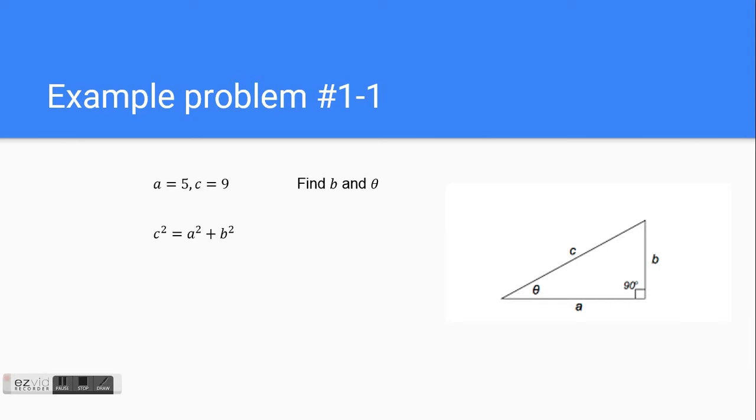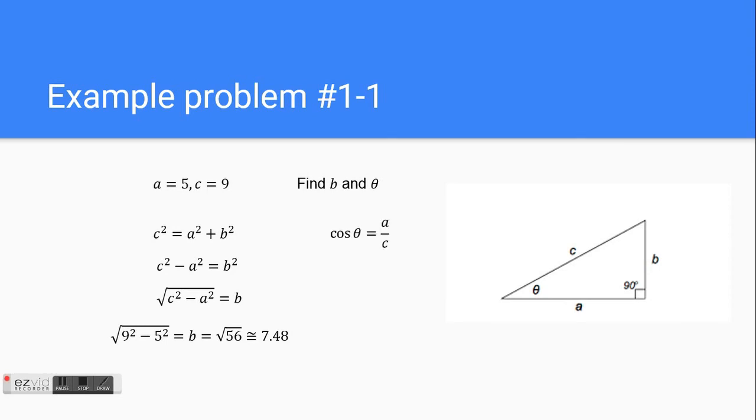Now I can use Pythagorean's theorem to find B. C squared equals A squared plus B squared. Solve it for B squared, and then square root both sides. The one thing to remember here is that the square root of C squared minus A squared does not equal C minus A. So what we'd have is the square root of 9 squared minus 5 squared, or the square root of 56. So B is basically 7.48 units long.